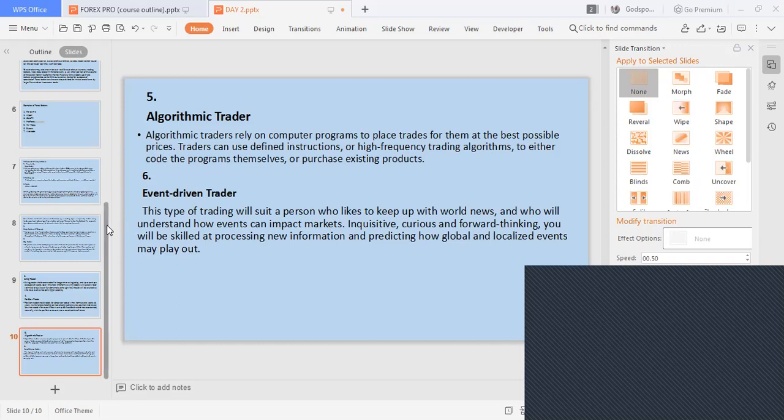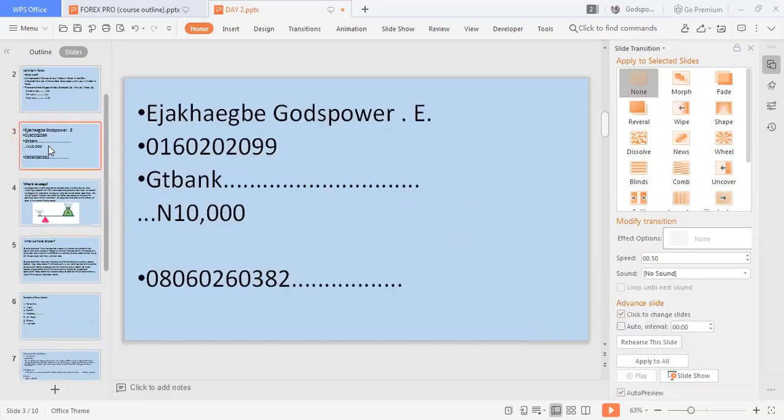The cost for the advanced class still remains 10,000 naira. The cost for this advanced class still remains what? 10,000 naira. The account name you see is not the account name of a criminal. It is the account name of a human being. That same name you see, if you go to Facebook, type my name, you see my picture, you see my family's picture there, you see everything there.